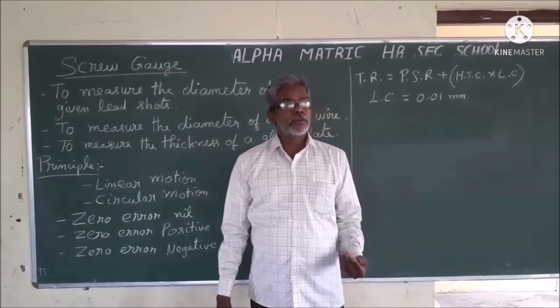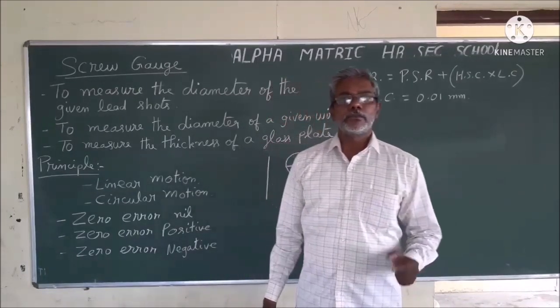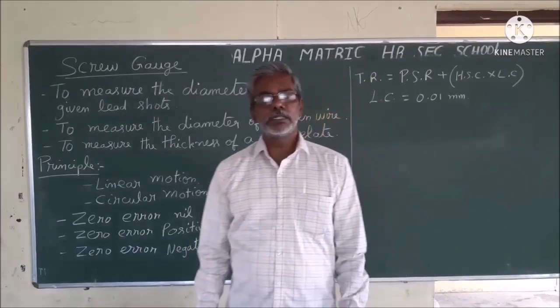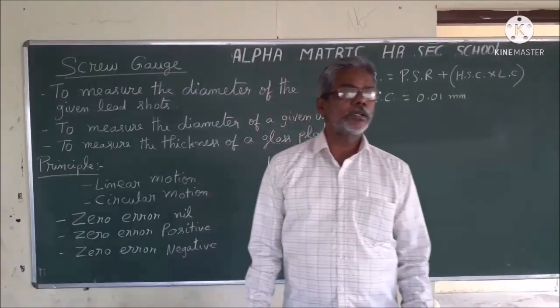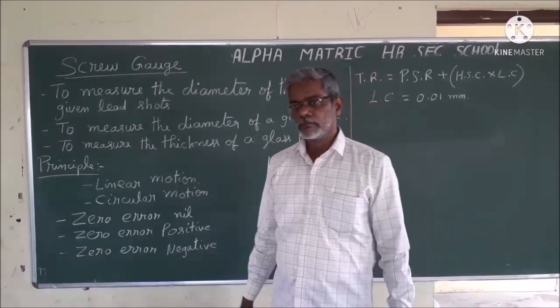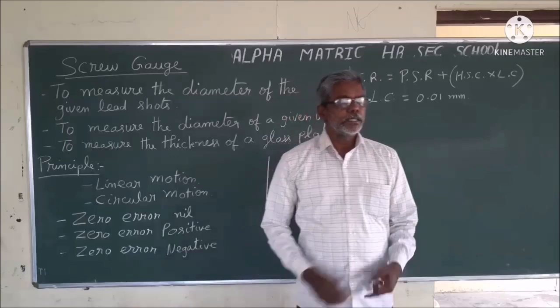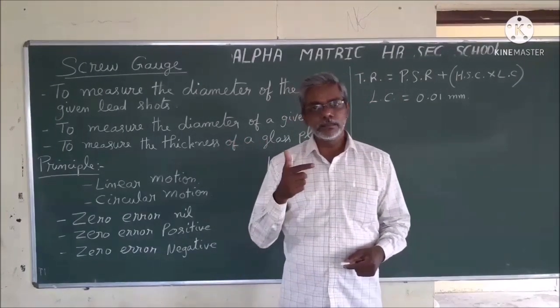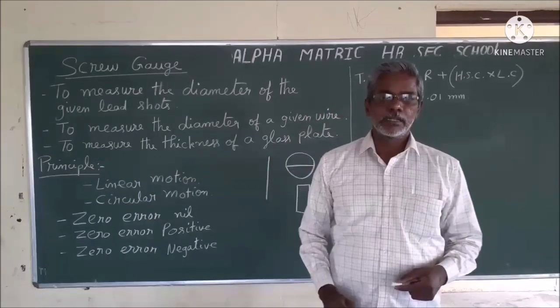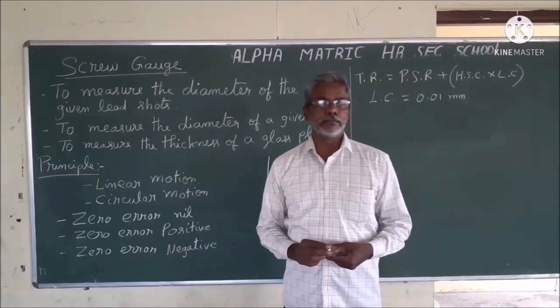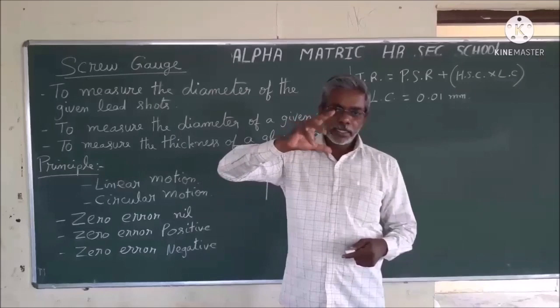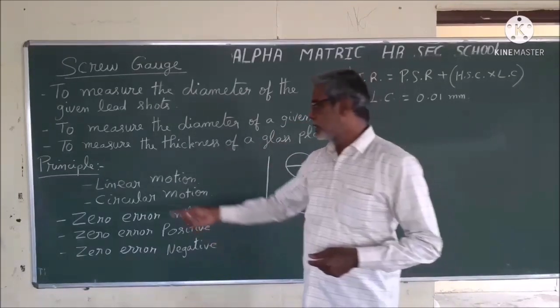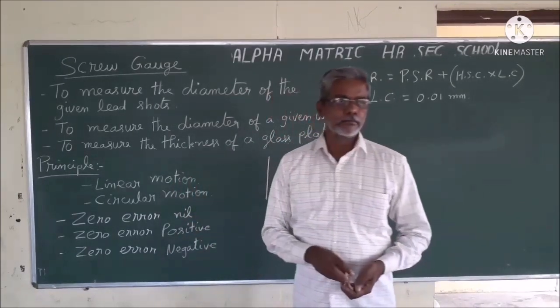Now, this screw gauge has two principles. One is linear motion. The other one is circular motion. Linear motion means if I rotate the screw, it moves linearly towards the stud. That is called linear motion. Now I am rotating the screw, that is called circular motion.